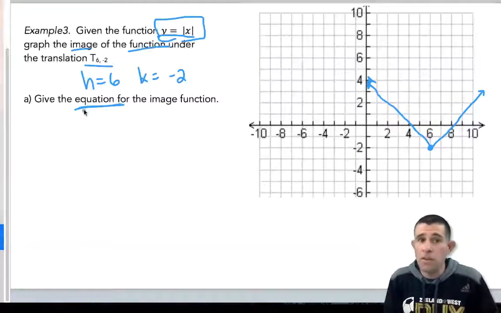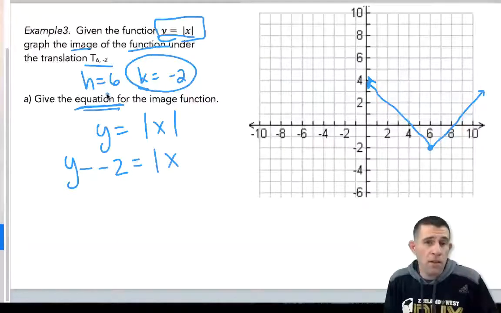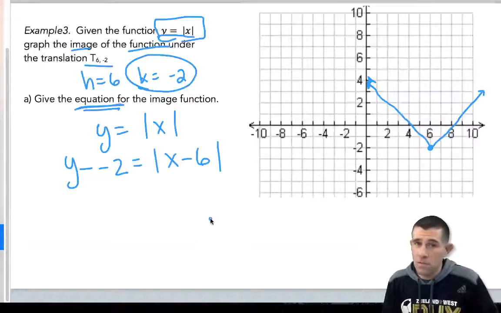Now let's come up with the equation for it. So remember, here's our original equation, y equals absolute value of x. I would produce this by replacing all of my y's with y minus k. So y minus my k value, which is -2, should be equal to the absolute value of x, and I'm going to replace all of my x's with x minus h. So here my h value is 6, so it's x minus 6, and then put down my absolute value sign.